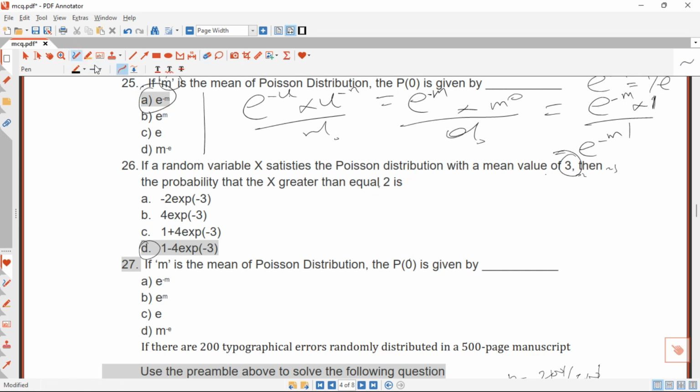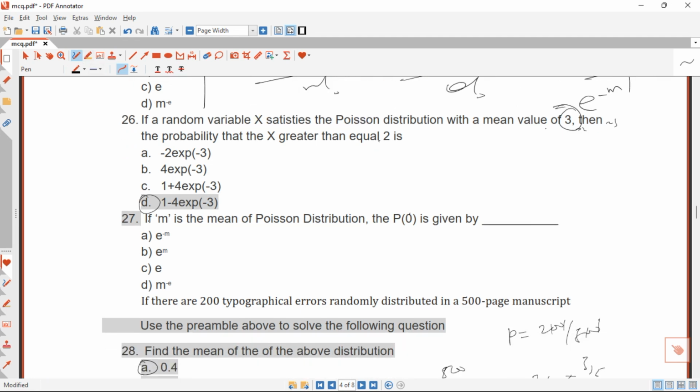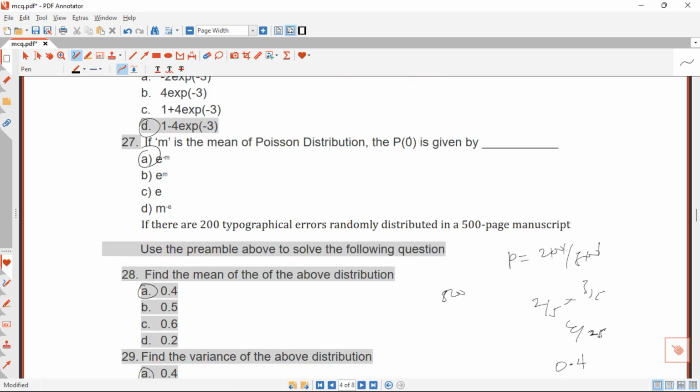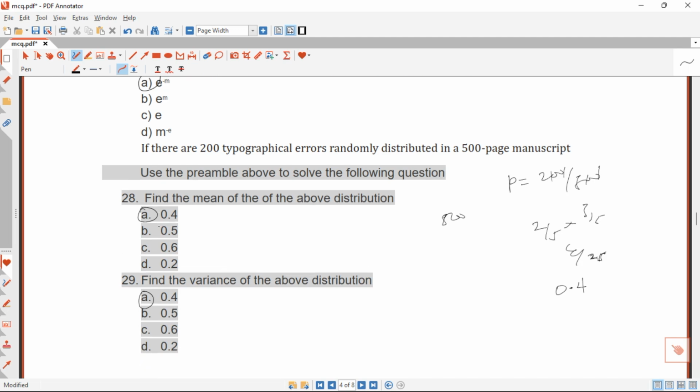Okay? Yes. So let's tackle question 27. It said, if M is the mean of Poisson distribution, P of 0 is given by, so this one we have just solved it. Our answer is answer A. It's just a similar question to what we solved in question 25.